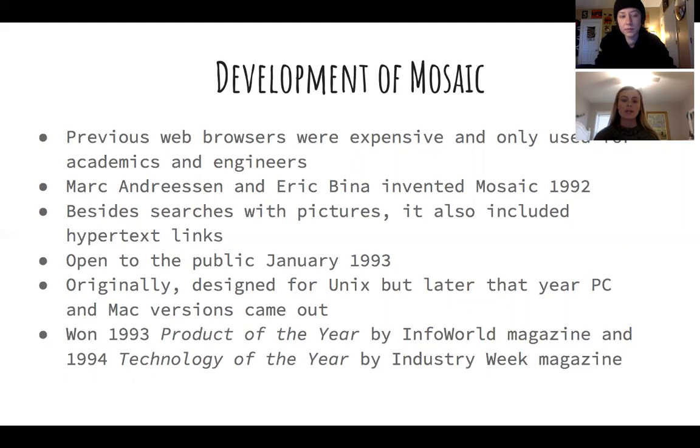And so it was invented in the beginning of 1993, and it was originally designed for Unix, but once it was so popular, they created more software, and so PC and Mac versions came out. So almost anyone could use this browser, and that's why it became popular. It was user friendly, anyone could download it, and they actually won awards for it in 1993. It won Product of the Year by InfoWorld magazine. In 1994, it won Technology of the Year by Industry Week magazine.